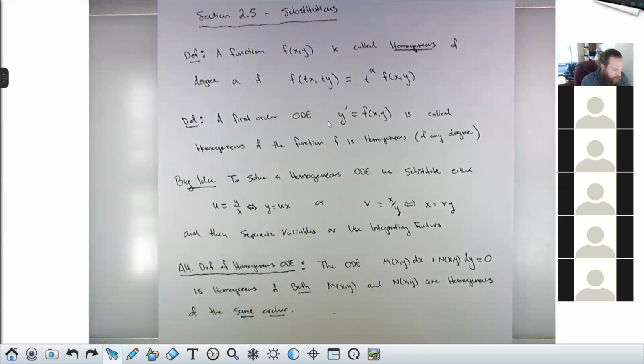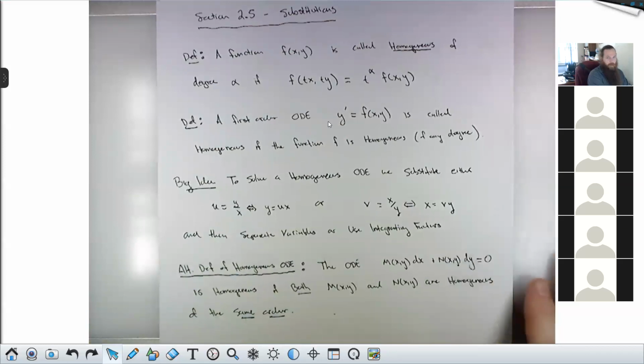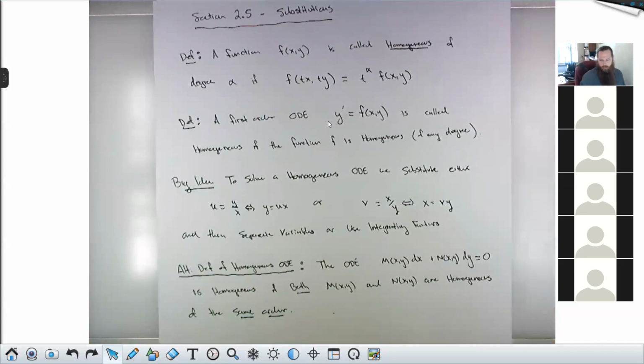So I want to just check to see if a function is homogeneous so we can get a feel for what that is. And then see if we can solve one of these homogeneous differential equations. Any questions on the definitions here?